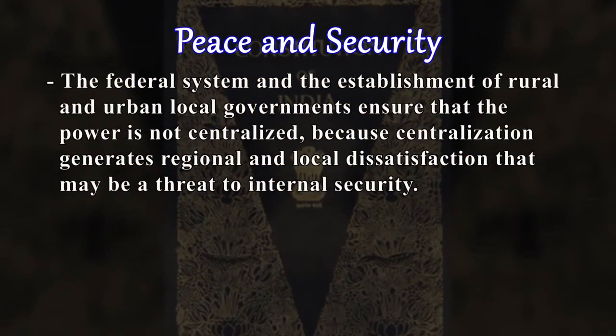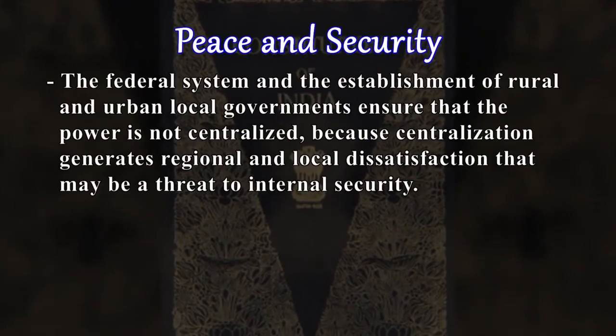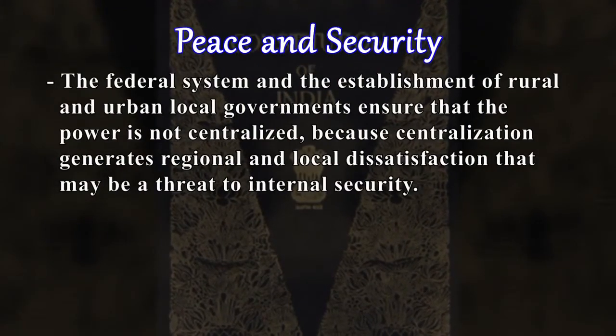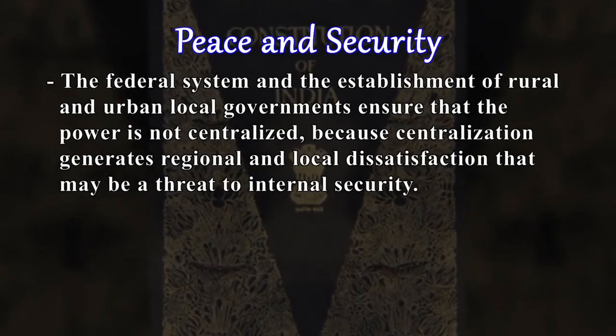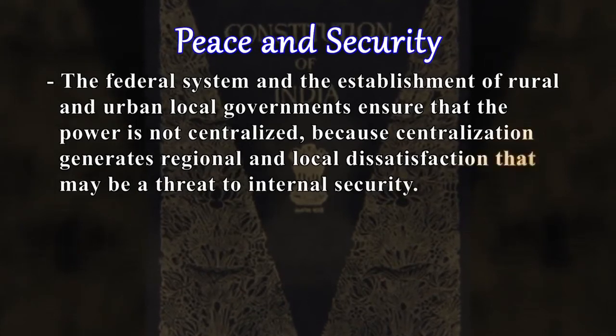The federal system and the establishment of rural and urban local government ensure that power is not centralized, because centralization generates regional and local dissatisfaction that may be a threat to internal security. In a federal system, the decisions in respect of socio-economic development are taken by the state governments that are best placed to respond to the hopes and aspirations of the people of that state. The local government also ensures mass participation in the decision making for development and takes care of the needs and requirements of all. All means all Indians.